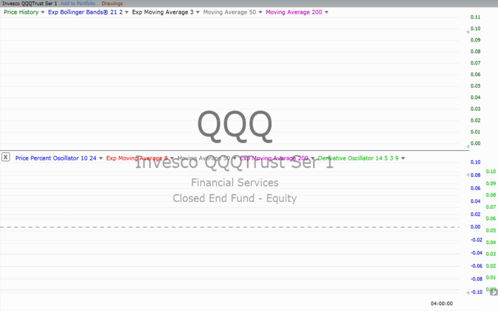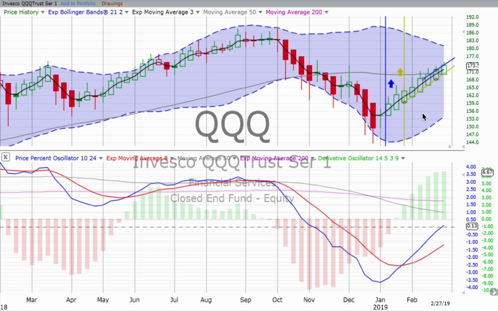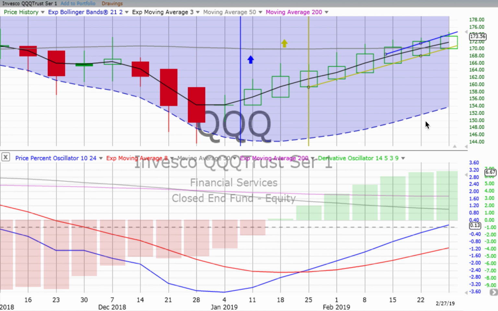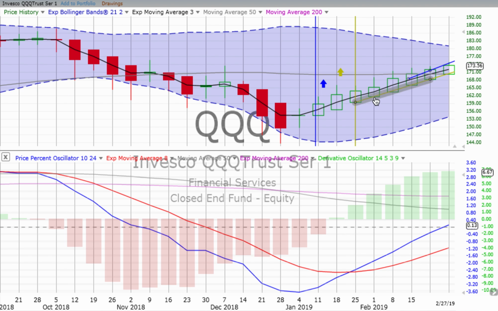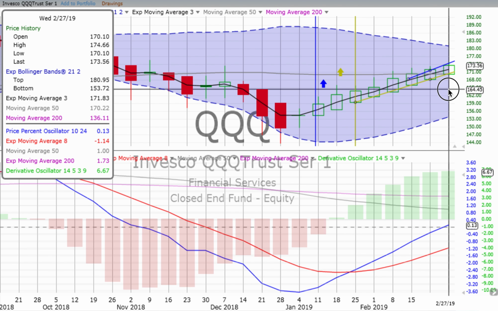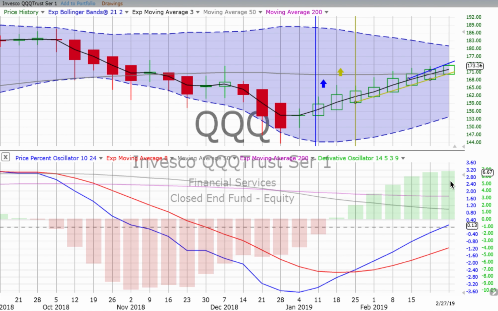So we go from the S&P 500 to the Nasdaq 100, the tech stocks as represented by QQQ. Personally, my favorite chart, the one I enjoy trading the most. So what we see going on there is, again, going into our 6th week of up movement. Things looking nice. Derivative oscillator gaining just a little bit of momentum still. Price percent oscillator heading up. We do have a green up candle.